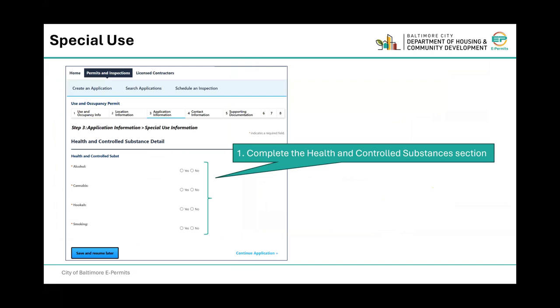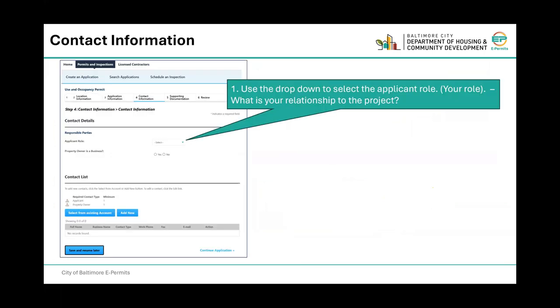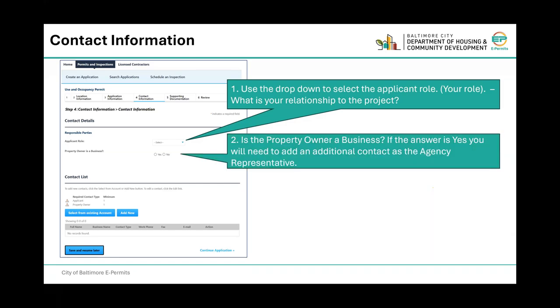Complete the Health and Controlled Substances section. Click on Continue Application. Use the drop-down to select the applicant role, which is your role, and what your relationship to the project is. Is the property owner a business? If the answer is yes, you'll need to add an additional contact as the agency representative.